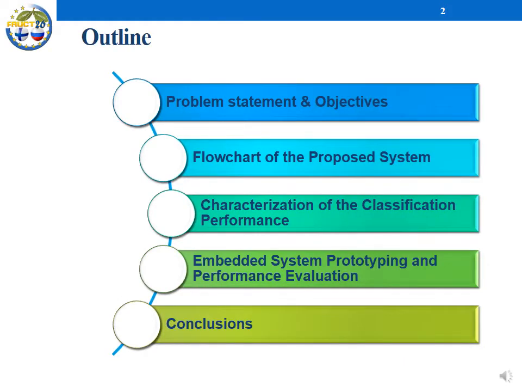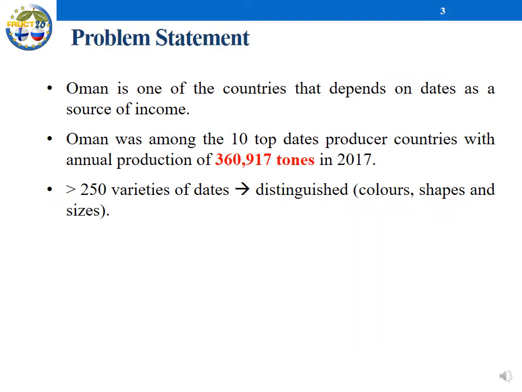The outline of our presentation is as follows. We start with the problem statement and objectives, then a flowchart of the proposed system, then the characterization of the classification performance, then embedded system prototyping and performance evaluation, and then conclusions at the end.